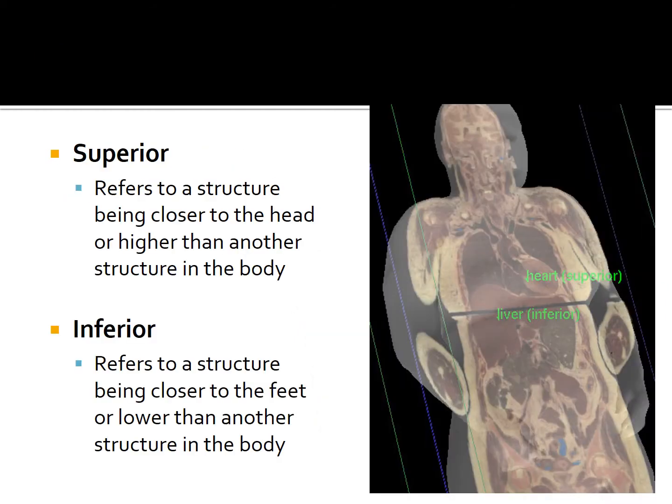The next terms, superior and inferior. What is the meaning of superior? Superior means the structure which is closer towards the head, because in anatomical position we know that the head is in the superior portion. A structure which is present closer to the head is referred to as superior, and a structure which is present closer to the feet is referred to as inferior. Superior is closer to the head and inferior is closer to the foot.